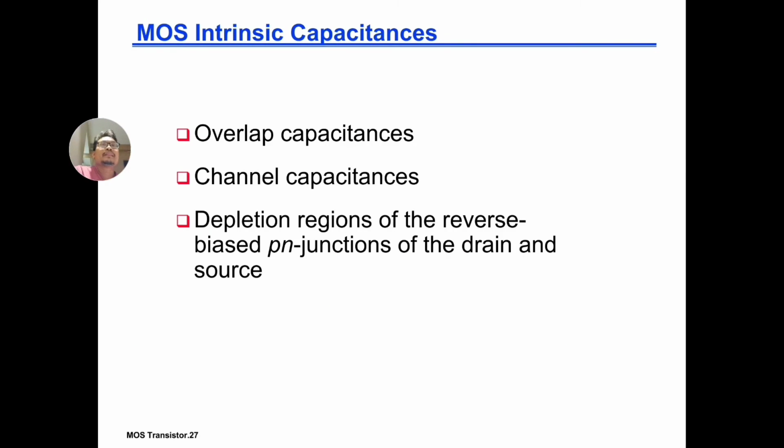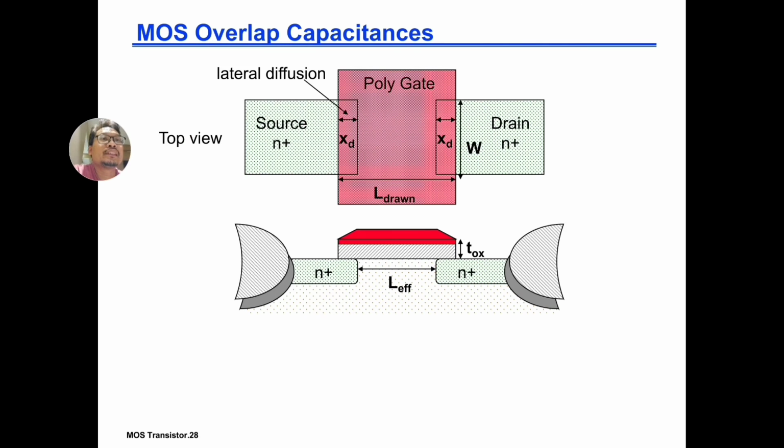So what are the components in the capacitance? Basically you have an overlap capacitance, you have channel capacitance, and you have the depletion region of the reverse-biased PN junction of the drain and source. So let's have a look.